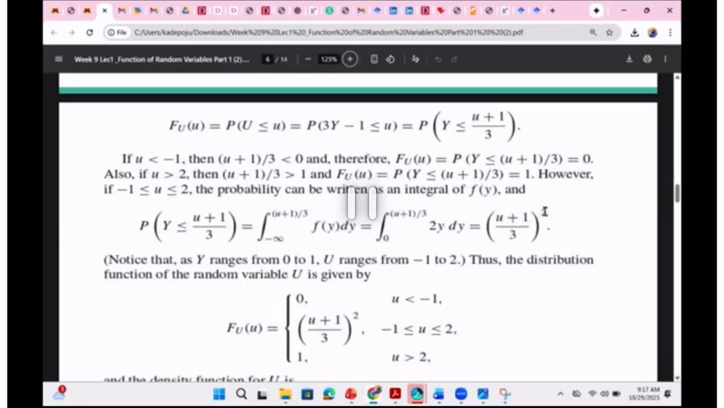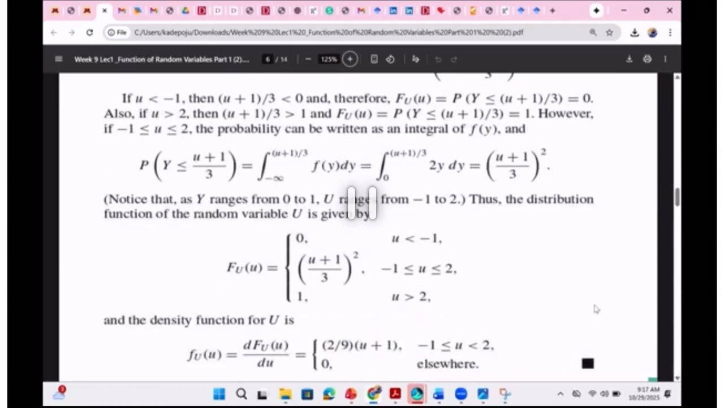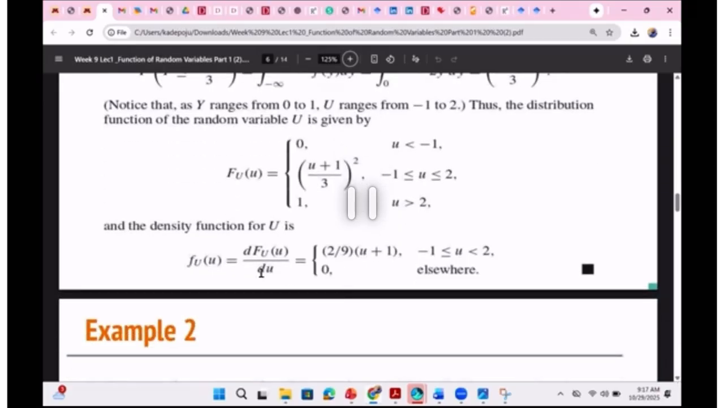Now, (u plus 1) over 3 all squared here is just a CDF. What do I now need to get a PDF? I'm going to differentiate this. If I want to write it down in a CDF version, this is what I mean. Now, if I want to get my final answer, I'm going to perform the derivative of a CDF. That gave me (u plus 1) over 3 all squared. This is the CDF.